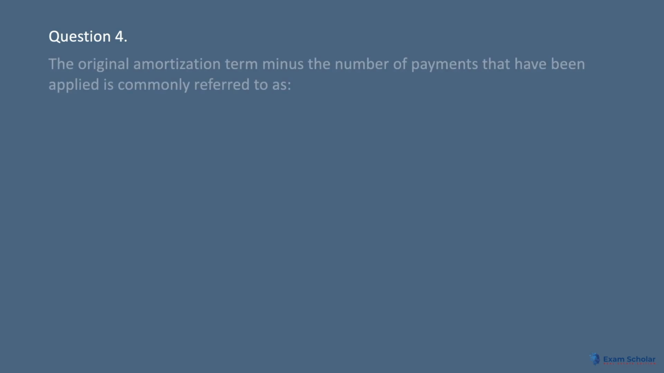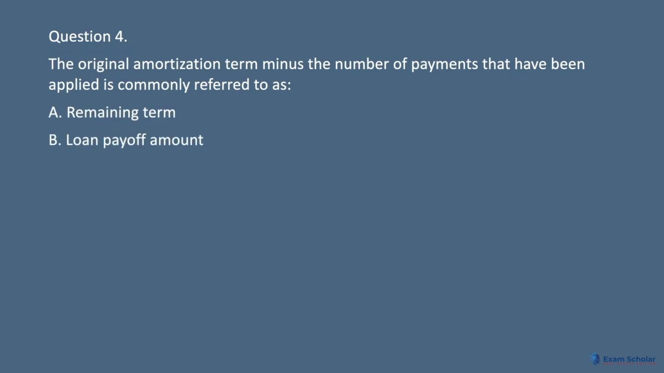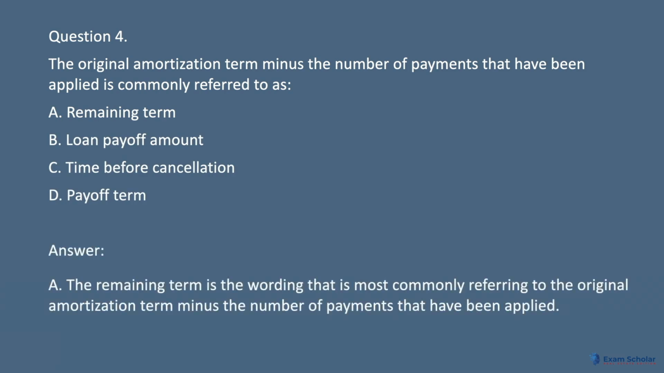Question 4. The original amortization term minus the number of payments that have been applied is commonly referred to as A. Remaining term, B. Loan payoff amount, C. Time before cancellation, D. Payoff term. Answer: A. The remaining term is the wording that is most commonly referring to the original amortization term minus the number of payments that have been applied.